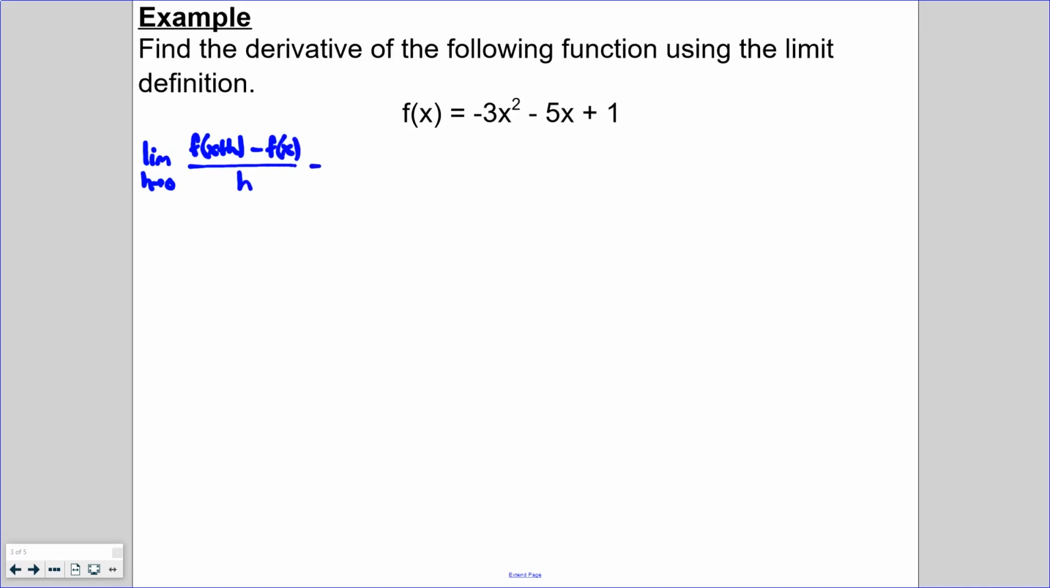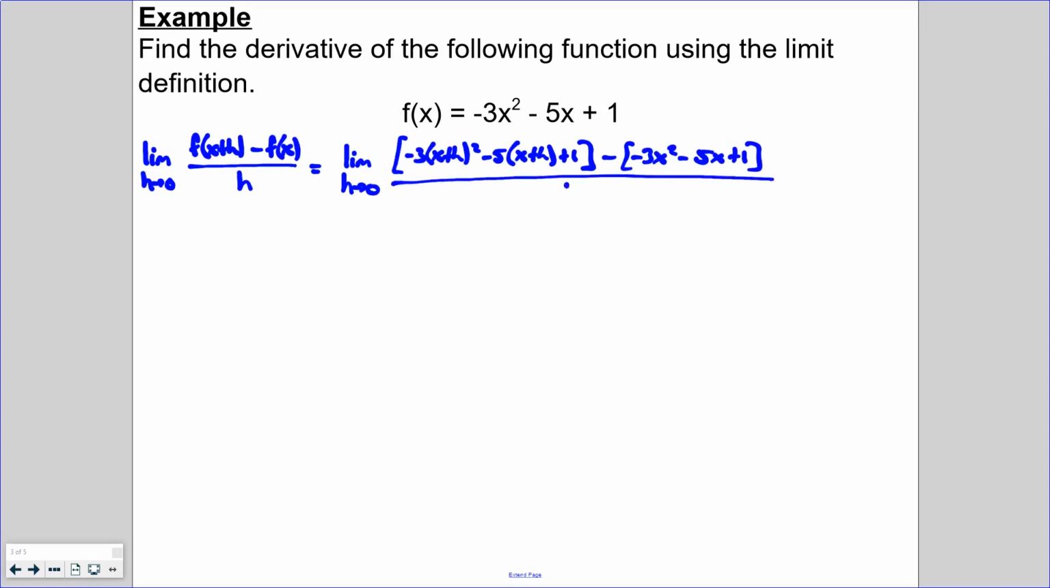And then we'll start substituting in, so we're going to get the limit as h approaches 0 of negative 3 times x plus h squared minus 5 times x plus h plus 1. And then minus f of x, which will be negative 3x squared minus 5x plus 1. And that's all going to be over h.